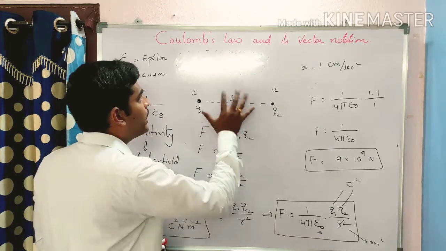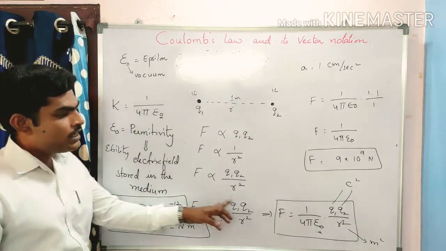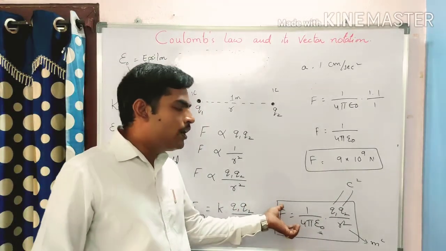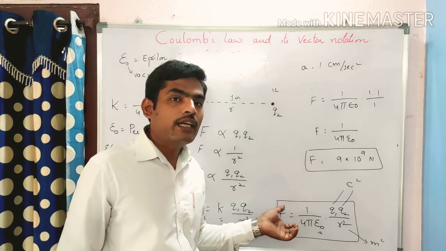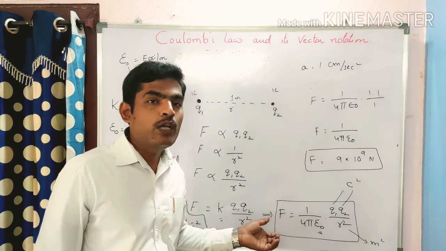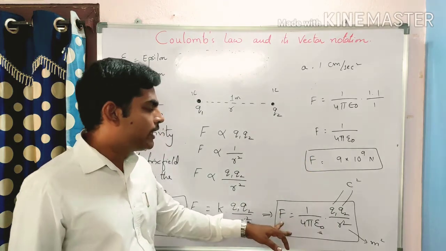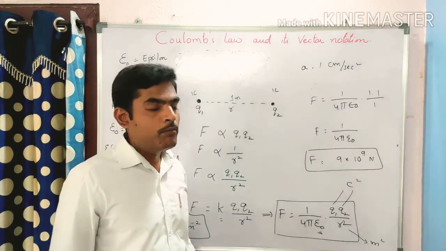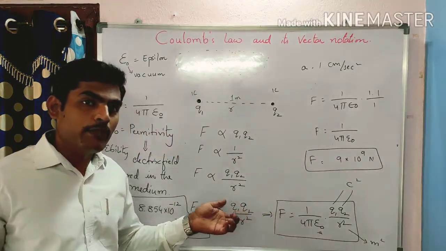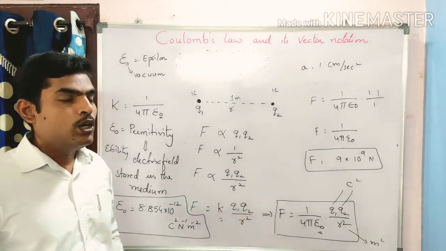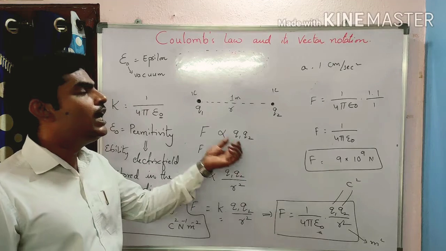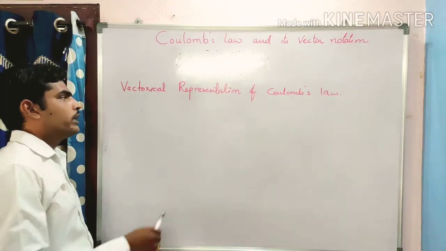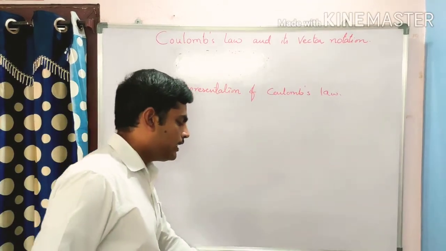Okay, right. So this is what we call Coulomb's law. Force is equal to 1 by 4 pi epsilon naught into q1 q2 by r square. But by using this formula, we can calculate only the magnitude but not the direction. Force is a vector quantity, and when it is a vector quantity, we should be able to tell its direction too. With this equation you can say only its magnitude, but you can't say the direction. To say the direction, we write Coulomb's law vectorially. How do we write Coulomb's law vectorially? We'll see it now. Vectorial representation of Coulomb's law.